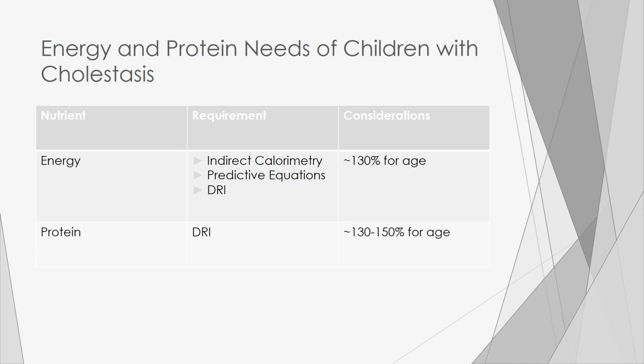For protein needs, you should also use the DRI for age for baseline requirements. Estimated energy and protein needs should be adjusted based on the patient's nutrition status. Due to maldigestion and malabsorption, these children typically require approximately 130% of energy requirements for age and may even require greater than this. They also require 130 to 150% of protein requirements for age.